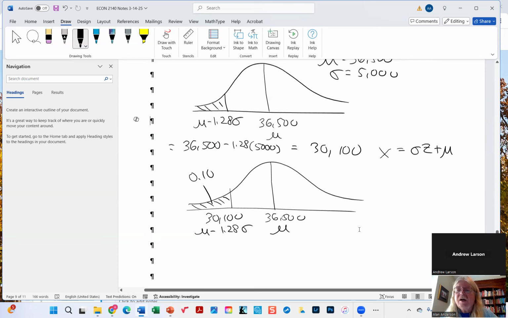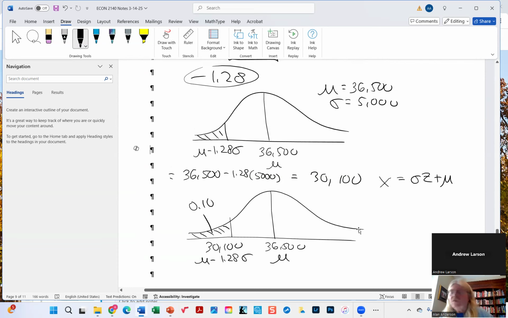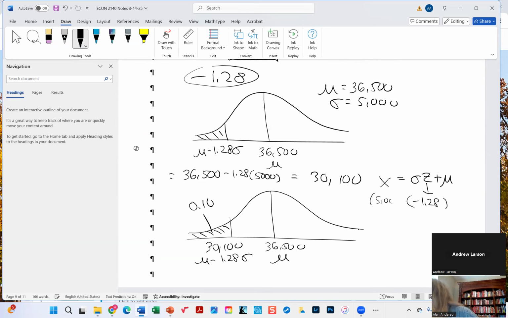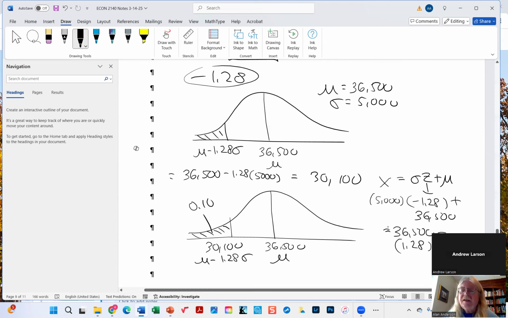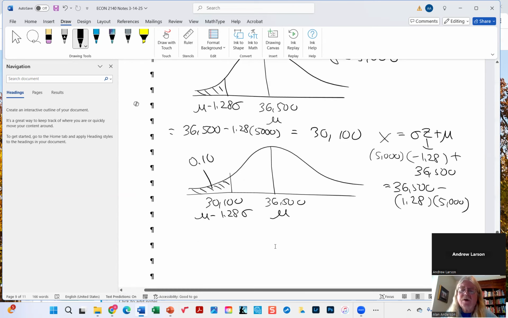So for what we're trying to accomplish here, Z is negative 1.28 because we're trying to find the boundary with the lower left 10% of the distribution. The sigma is the same one we had before, 5,000. And the mean was 36,500. Or you can rewrite this as 36,500 if you're more comfortable with this. And any way you look at it, you're going to get approximately, using this approach, 30,100.